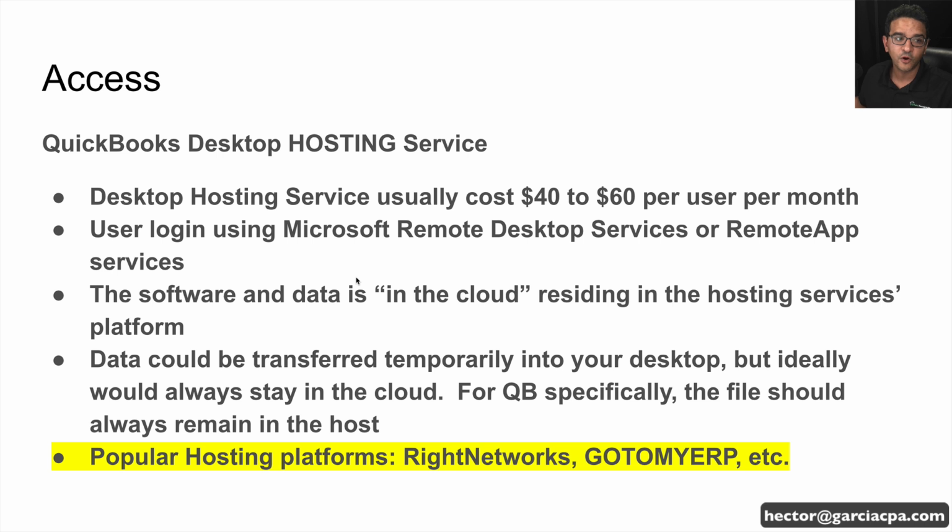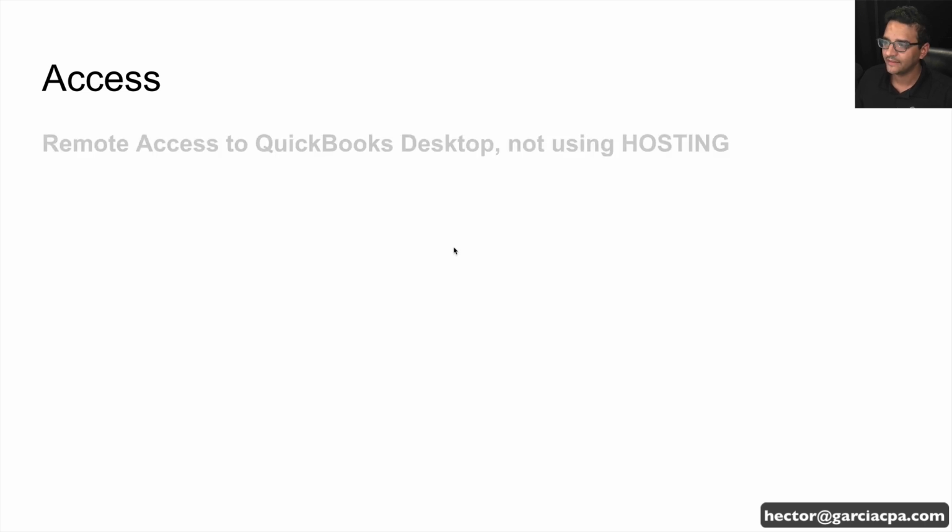Now, the most popular hosting platform out there is Right Networks. Okay, they're a big partner of Intuit. When anybody buys QuickBooks Enterprise, Intuit sells them Right Networks. They don't sell them anything else. So the most common hosting service you're going to see is Right Networks. Go to My ERP is technically a competitor of Right Networks. They do work a little bit different, so I suggest that you look at them as an alternative to Right Networks, which is kind of like the biggest name in the area.